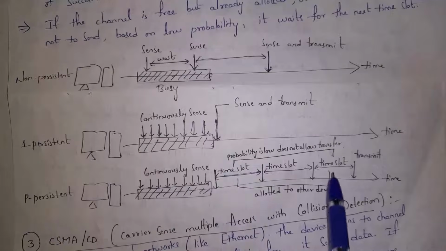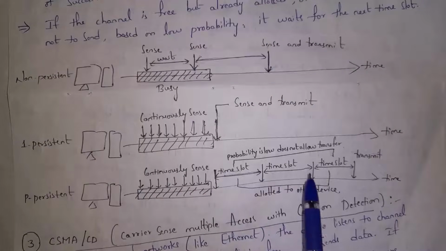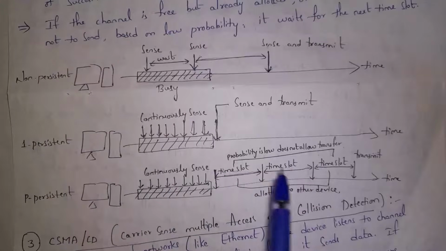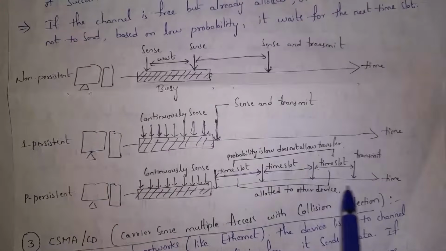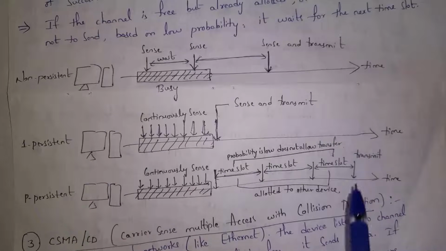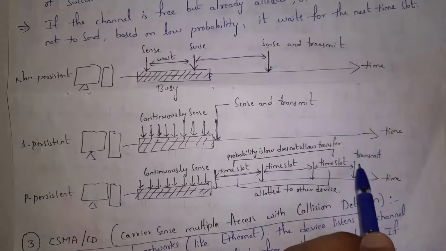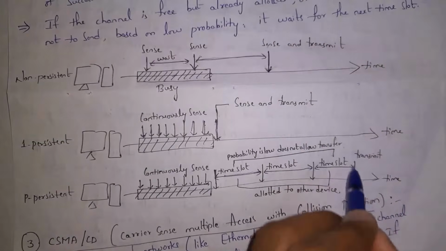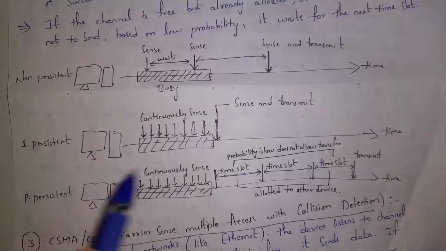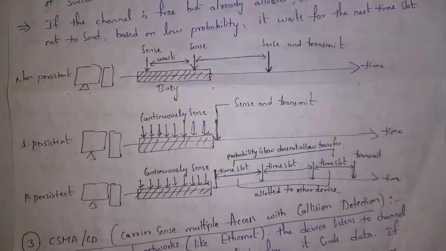Similarly, in this time slot, probability is low. That means other devices want to use the time slot. So this device will not send data. And similarly, here also probability is low. Other devices want to use this time slot. So this device will not send data. And at last, in this time slot, probability is high. That is, no other device is sending data in this time slot. So this computer will send data in this time slot. This is all about p-persistent CSMA.